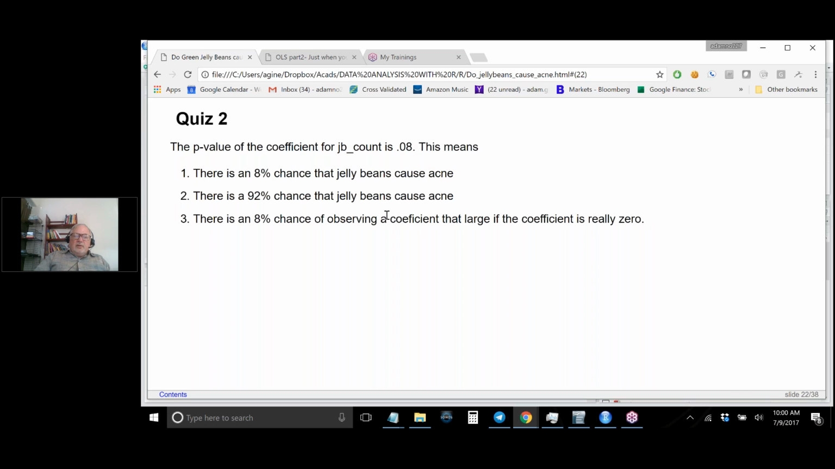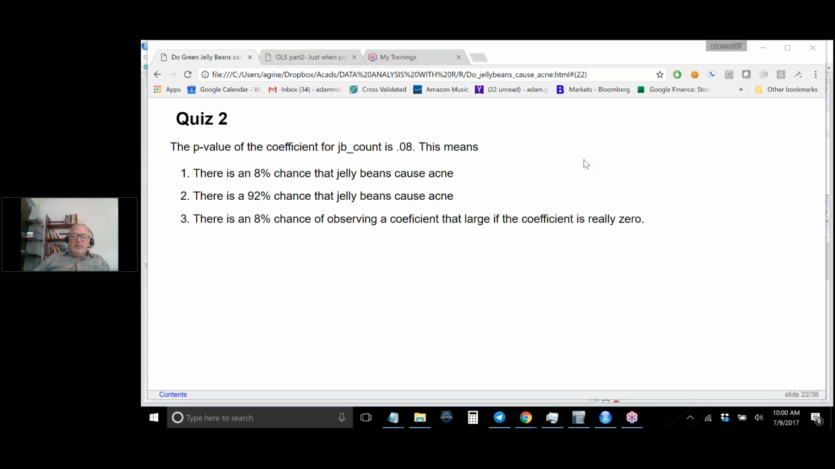All right, so here's the next quiz. The p-value for the coefficient JB count is 0.08. This means: 1, there's an 8% chance jelly beans will cause acne. 2, there's a 92% chance that jelly beans cause acne. And 3, there is an 8% chance of observing a coefficient that large or larger if the coefficient is really 0. And I invite your responses.